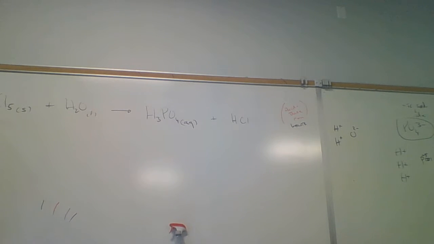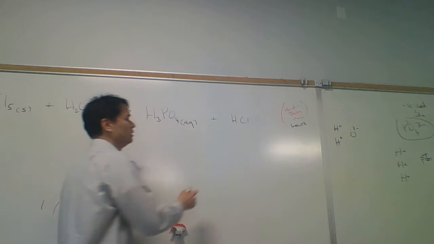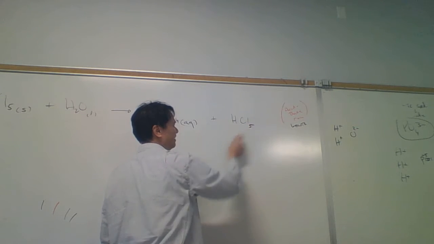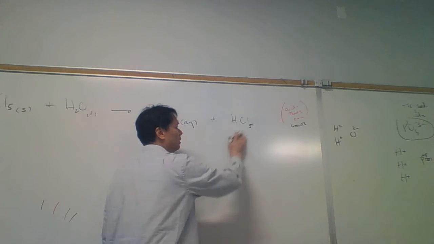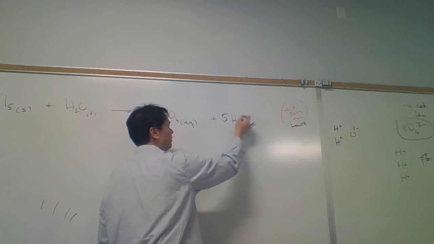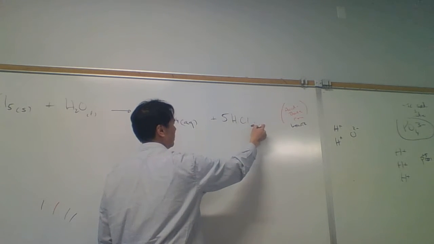And so here I have one phosphorus. Over there I have one phosphorus. Here I have 5 chlorines. Over there I have 1 chlorine. So how can I change that? Should I put a 5 here? HCl5? No. I'm going to put a 5 out here. HCl is going to be aqueous.